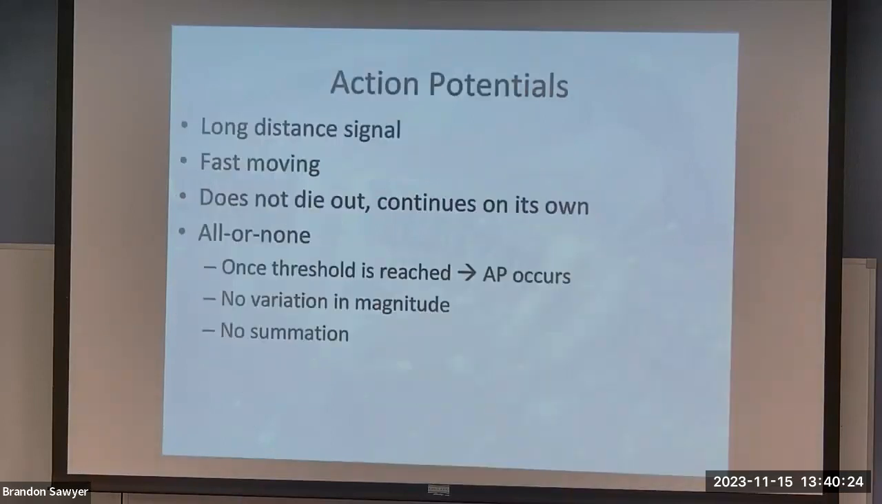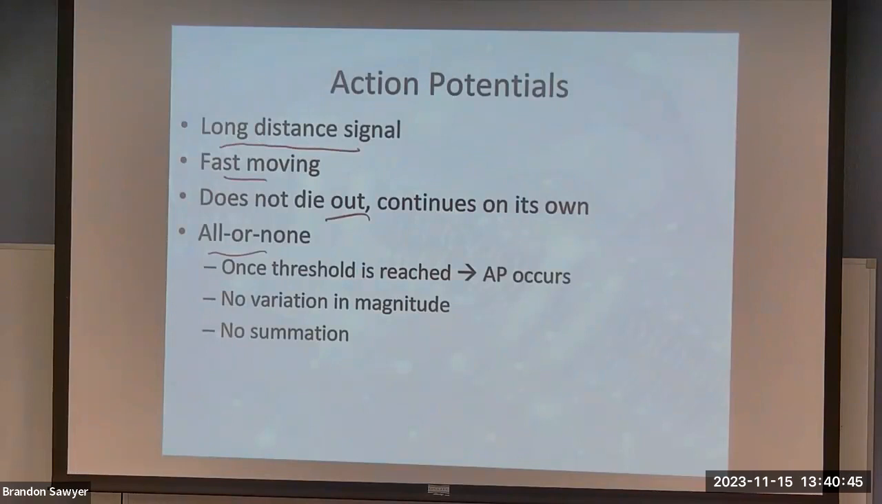Okay, so then action potentials are long distance signals, very fast moving. They don't die out. They just go all the way to the end of the neuron, no matter what. And so this is called the all or none principle, that once we reach an action potential threshold, it's going to shoot all the way down that neuron to the end.